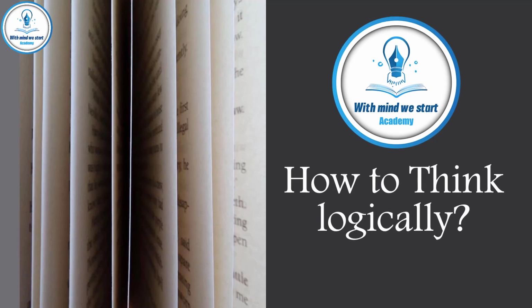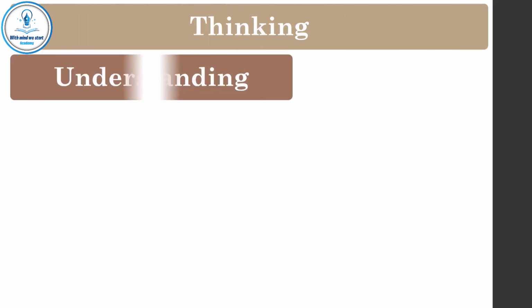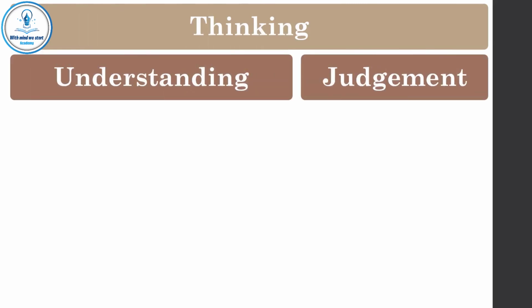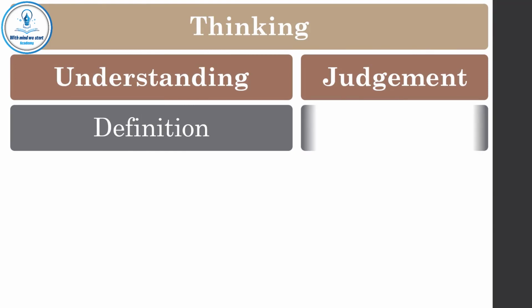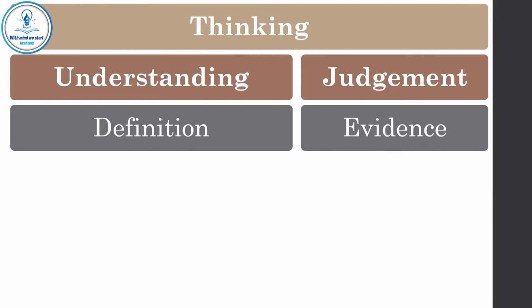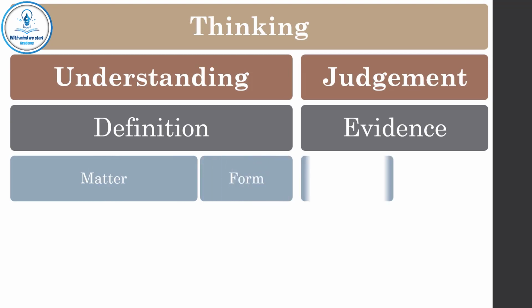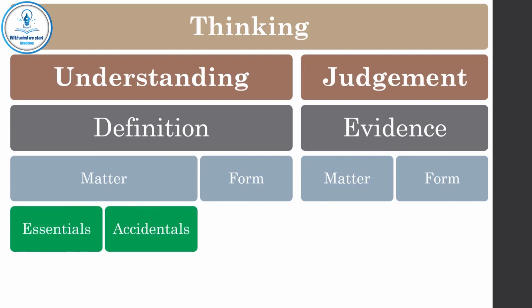We are continuing our course How to Think Logically, and we will talk about forms of evidence. Thinking is divided into understanding and judgment. Understanding needs definition, judgment needs evidence. Both definition and evidence are formed of matter and form. The matter of definition includes essentials and accidentals. The form of a definition is to start with the general concepts and move towards the special ones.